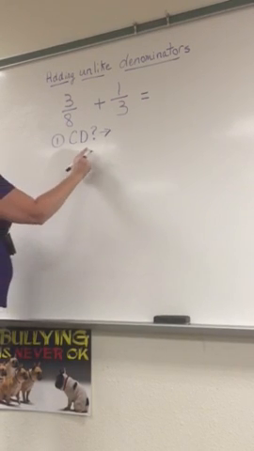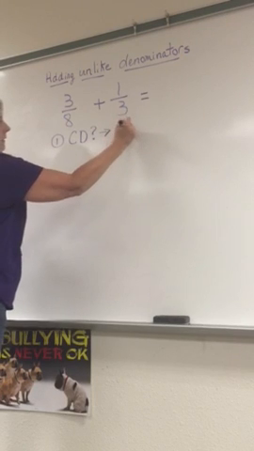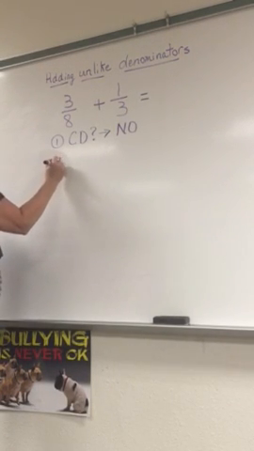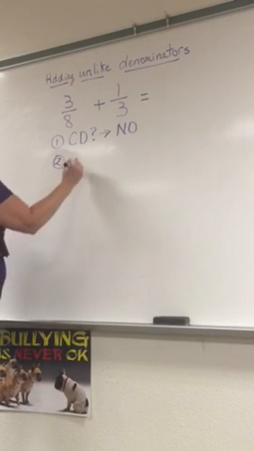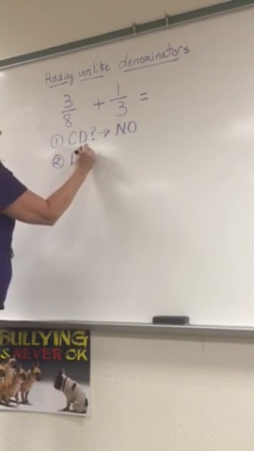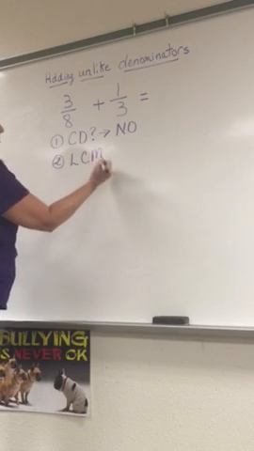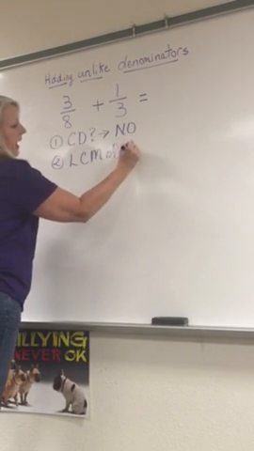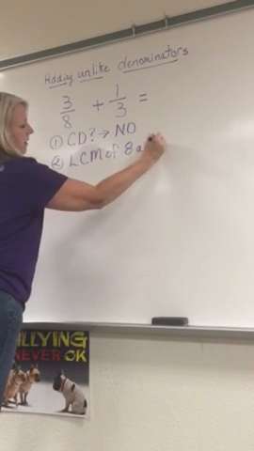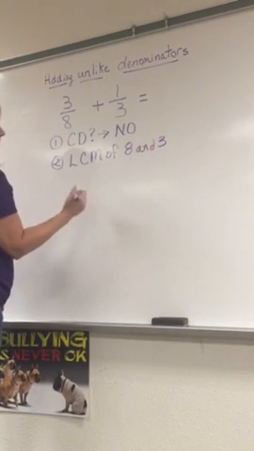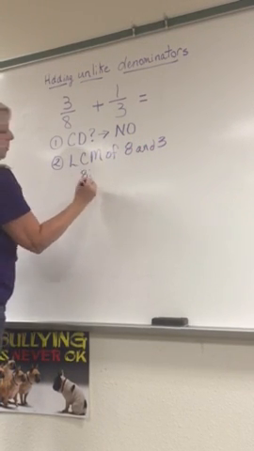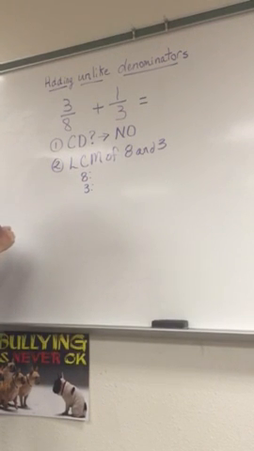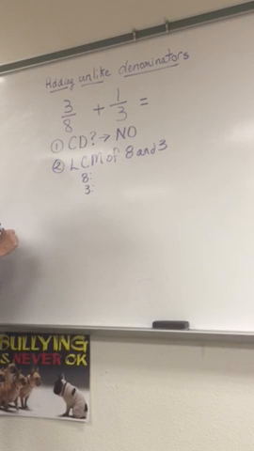The answer would be no. So we would need to move on to step 2. Step 2 is finding the least common multiple of my two denominators, 8 and 3. So I want you to push pause and find the least common multiple of 8 and 3.